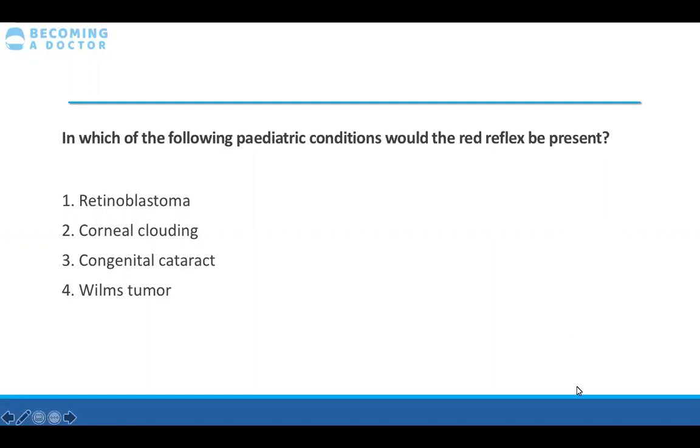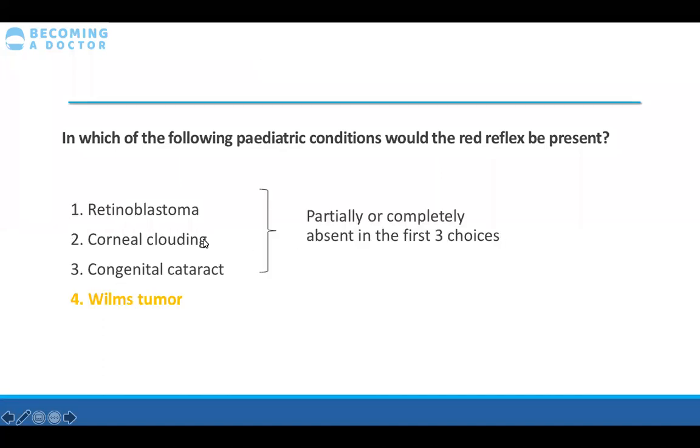Right. Okay, so the majority of you said Wilms tumor, which is the correct answer. Yep, and I think this is just one of those questions where it's a fact that you guys need to know. So retinoblastomas cause corneal clouding and congenital cataracts, with a partially or completely absent red reflex. Wilms tumor should not affect your vision, so your red reflex should be fine.